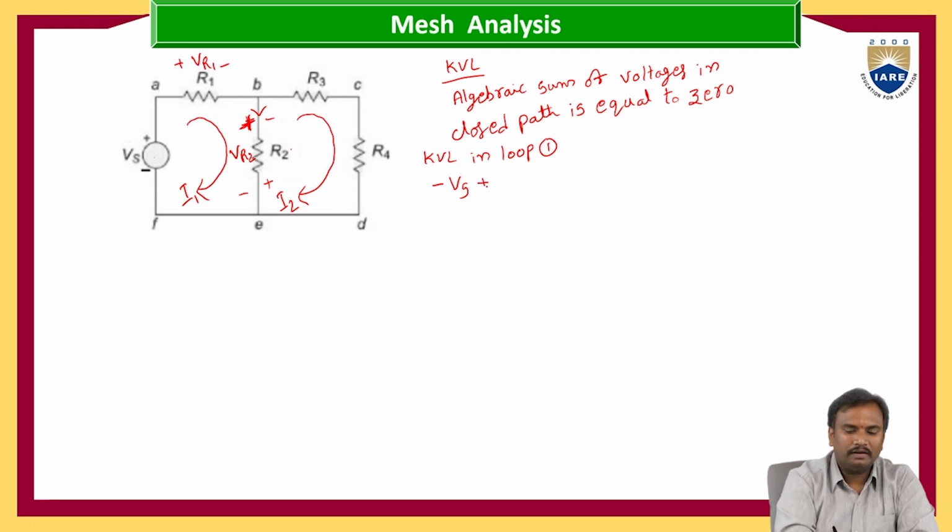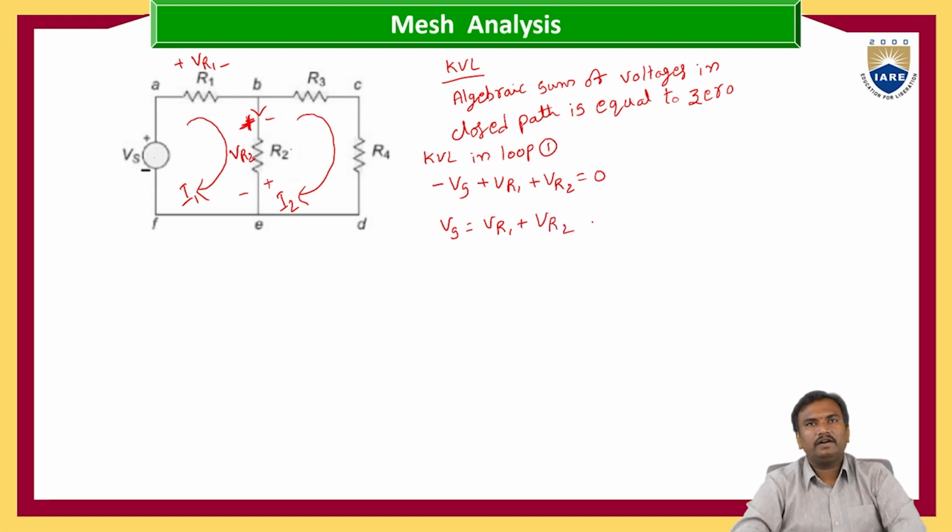plus VR1 plus VR2, which is equal to 0. That is, Vs is equal to VR1 plus VR2. What is VR1 and VR2? VR1 is nothing but the voltage across the R1 resistance.